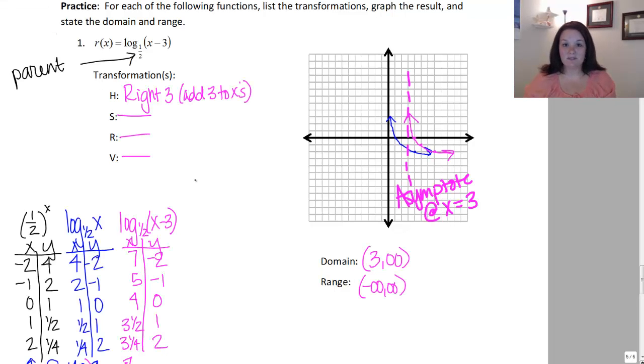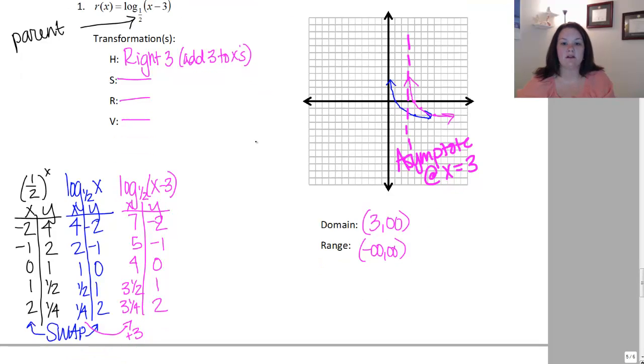All right, so on this first one, our parent function is (1/2)^x. So I made a table for that, and we swap all the ordered pairs, which gives us our parent log function, which is log base 1/2 of x. So I graphed that in blue. And then notice here our only transformation was to go right 3.